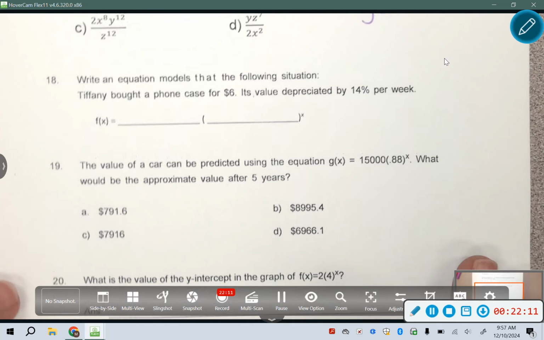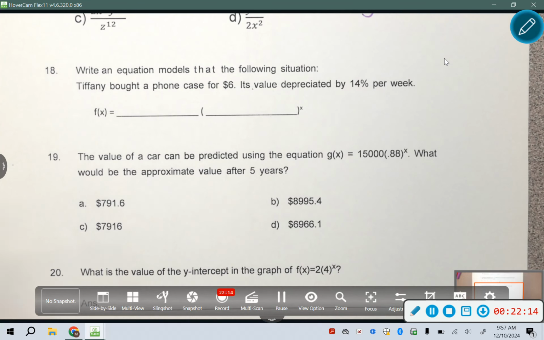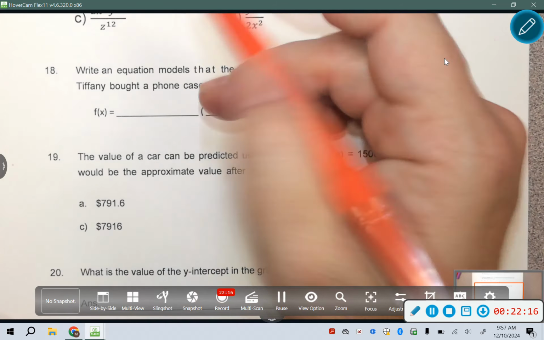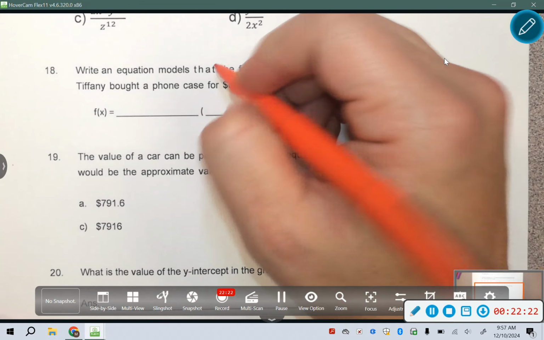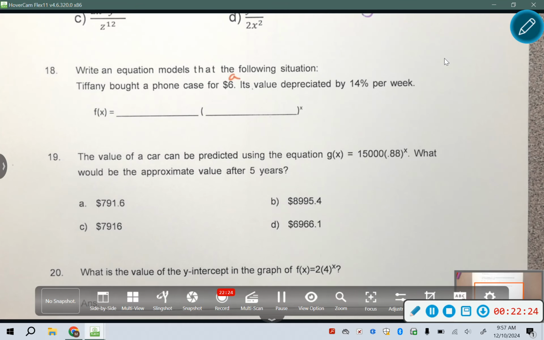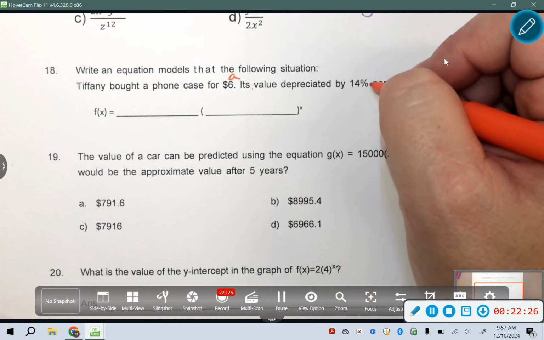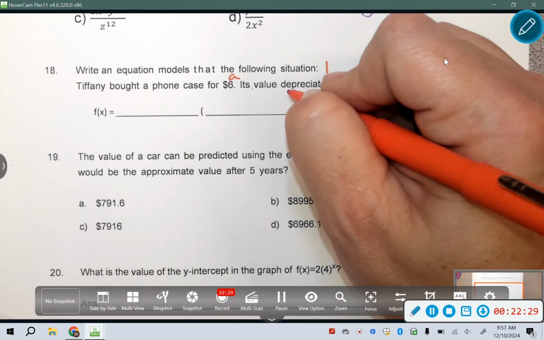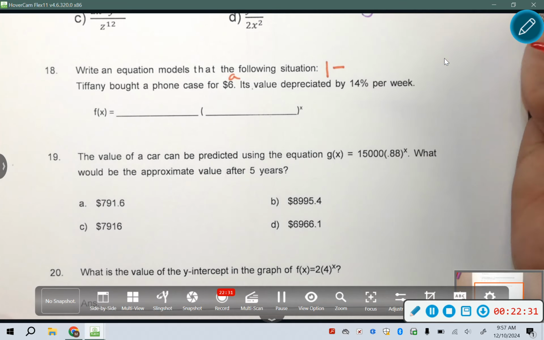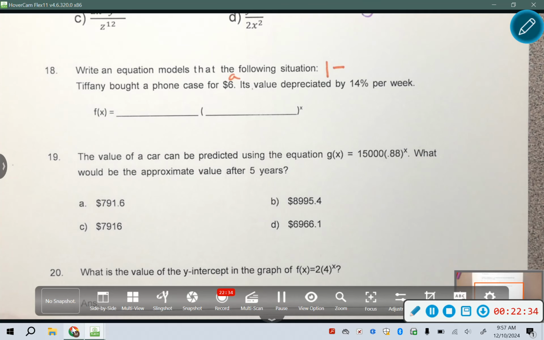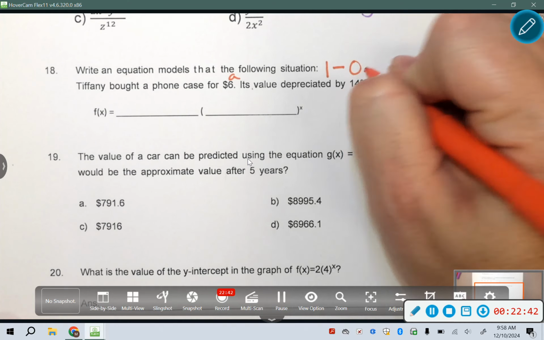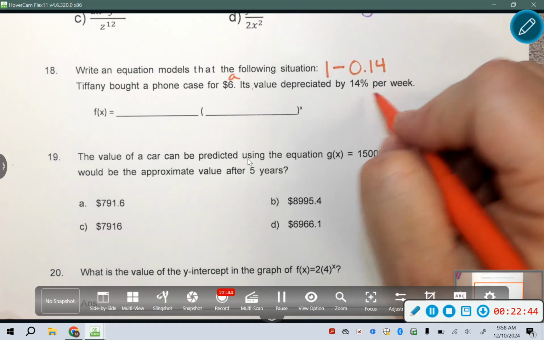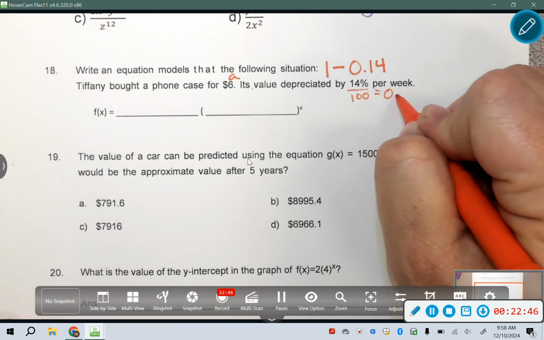Let's look at 18. Write an equation that models the following situation. Tiffany bought a phone case for $6. So I know my initial value, my A, is $6, and it depreciates. As soon as I know I have a percent, I have to do 1 plus or minus, and if it's depreciating, that means it's decay, which is minus, and I have to turn my percent into a decimal. So we're going to divide. Percent divided by 100 gives me 0.14. So 1 minus 0.14, because remember we divide by 100 to find my decimal.